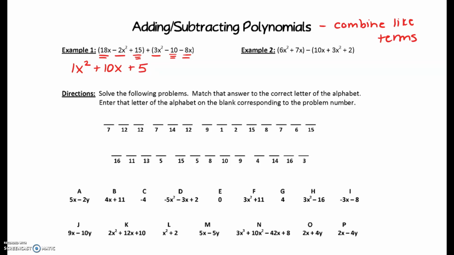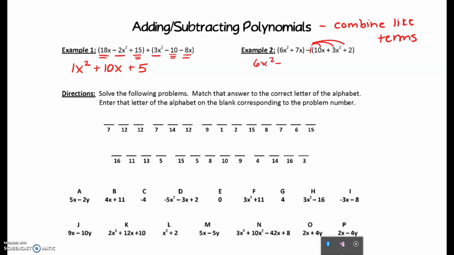Notice how when I talked through that, I picked out the terms in order of their exponents, so we could write our answer in standard form. Now for subtraction, things change a little bit. For subtraction, we have to keep in mind that this is basically a negative 1 that we will have to distribute to every term in our expression when we are subtracting.